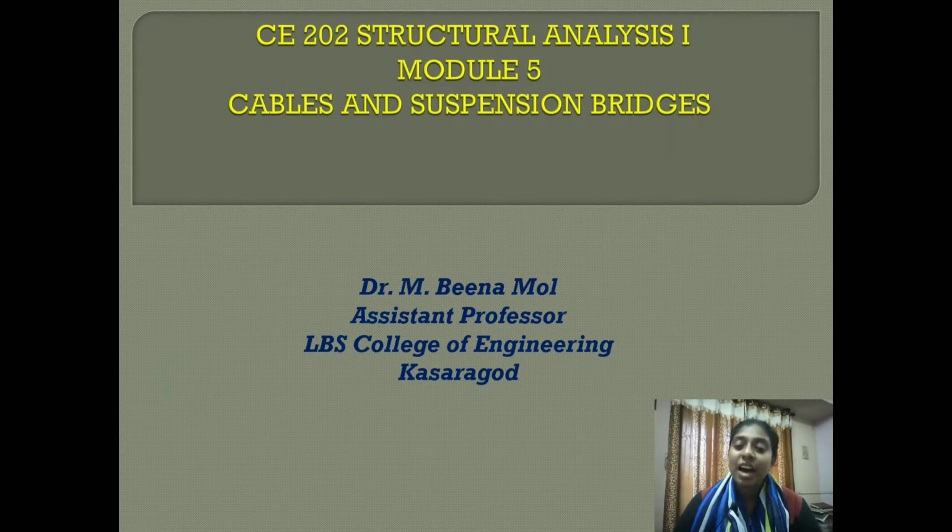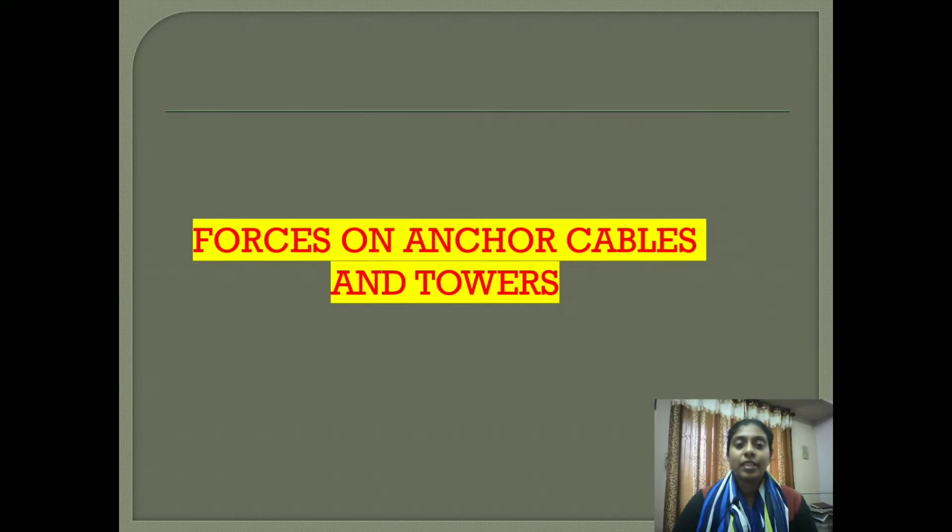And we have seen how to analyze the cable when the support levels are different. That is, when the supports are at different levels. Now this is the last part of our module 5. So with this we will complete our module 5. Okay, the last part is forces on anchor cables and towers.